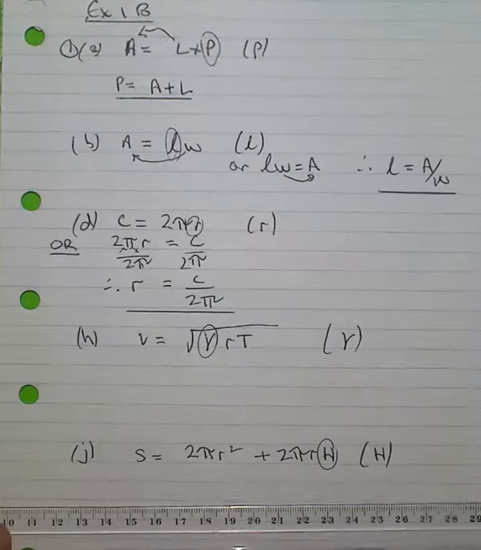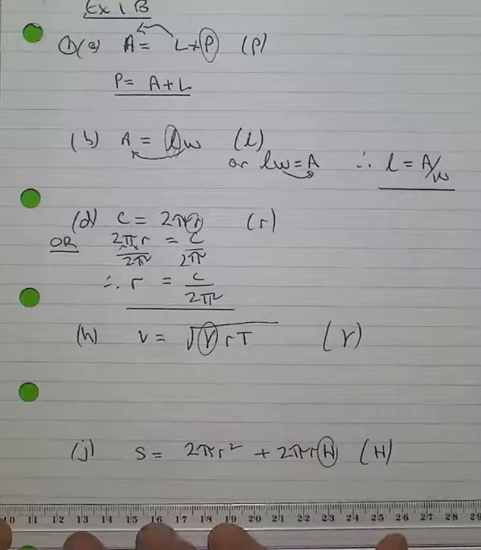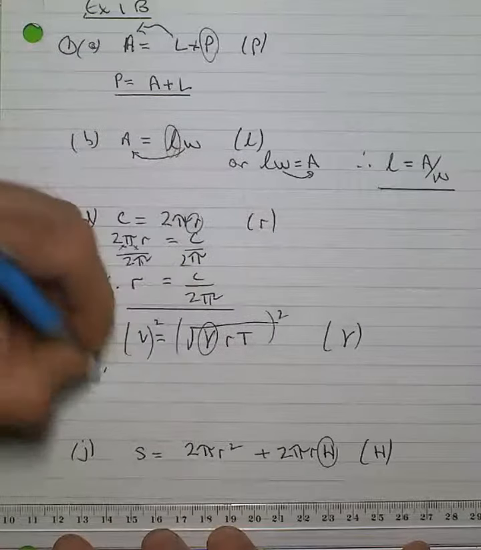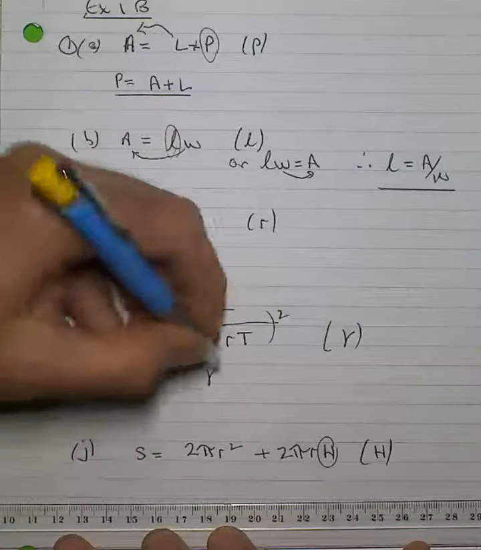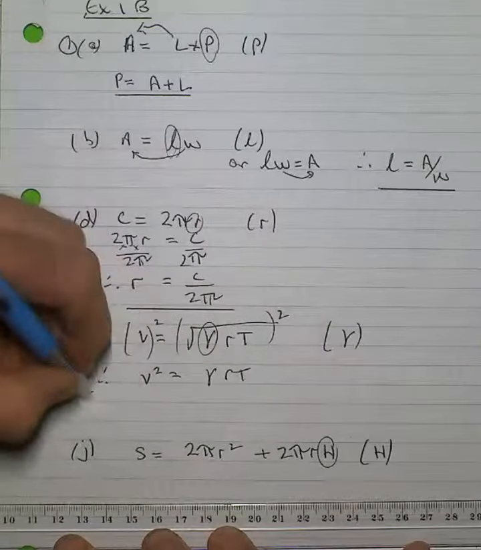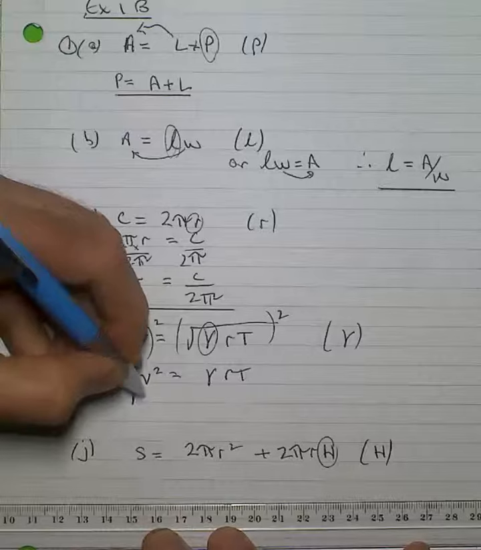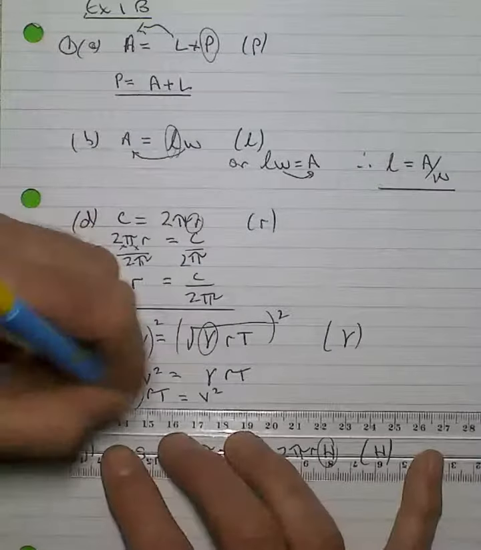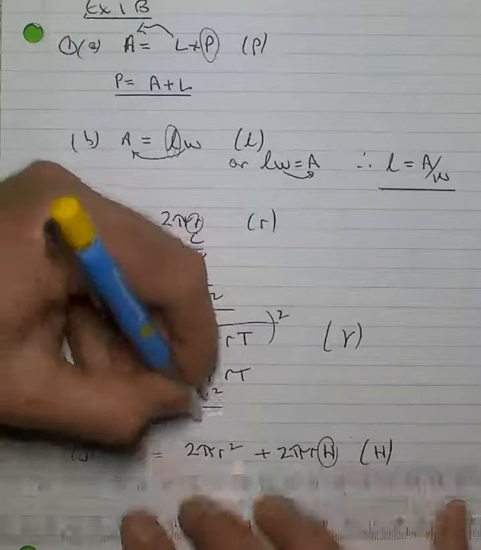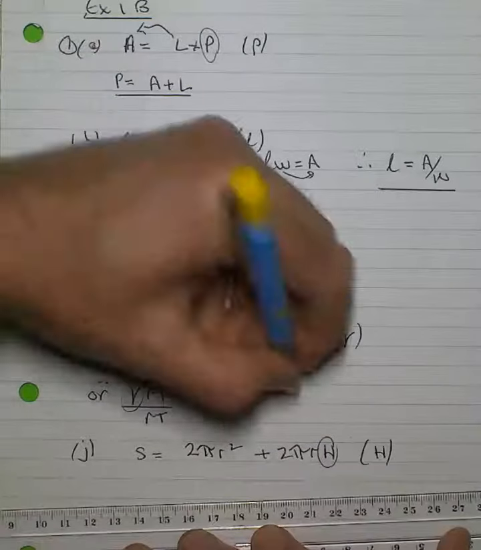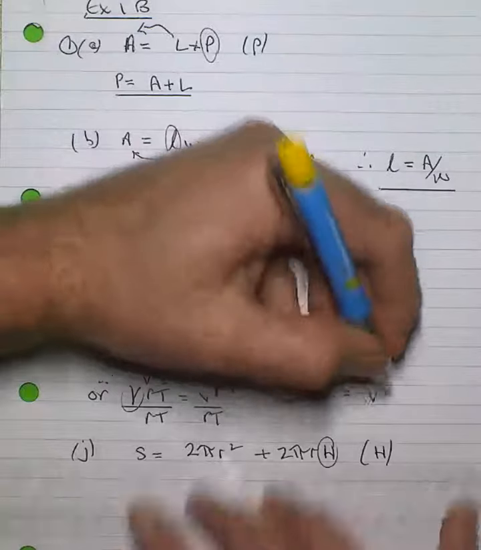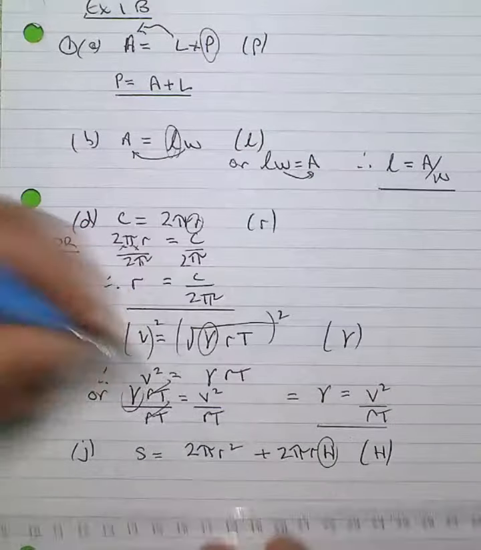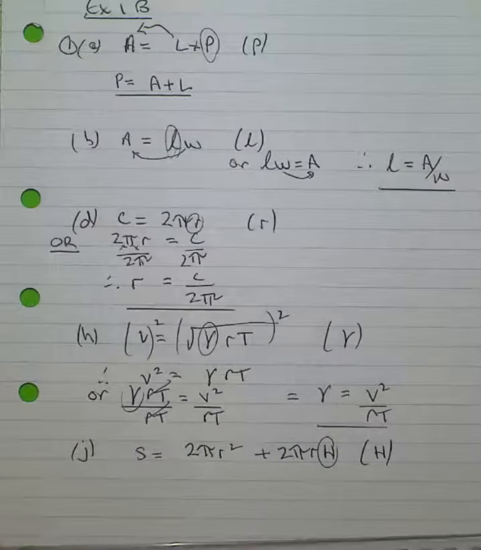When it comes to H, I've got a little bit of a blocker. I've got the square root. So what I'm going to do first up is to square both sides. So V squared is equal to gamma times R times T. Just rewriting it from left to right. Isolating gamma by dividing by RT. That will give me gamma is equal to V squared over RT, as the RT cancels on the left-hand side.